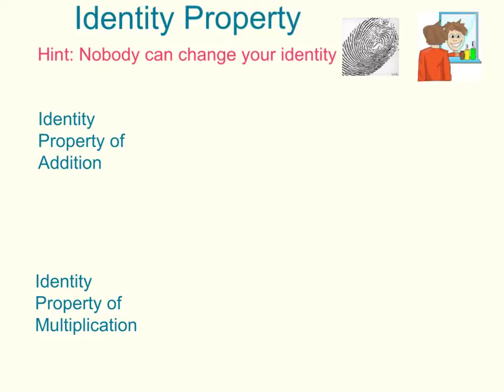Now we have the identity property, and what I want you to think about with the identity property is nobody can change your identity. You are unique, you are who you are, and there's nobody that can change who you are. So I want you to think about, in addition, what can you do using addition that won't change the identity? And then what can you do using multiplication that will not change the identity?